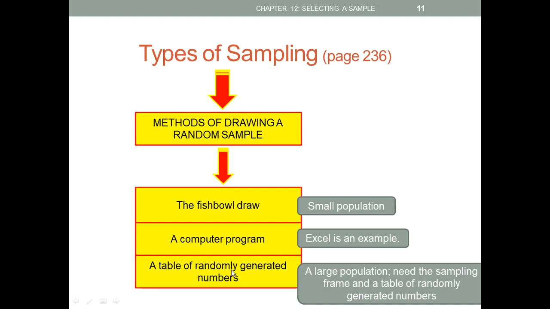In order to use a table of randomly generated numbers, we need two things. Number one, we need the sampling frame. As you remember from the previous lesson, sampling frame is nothing more than the complete updated list of the population. And we also need to have a table of randomly generated numbers.